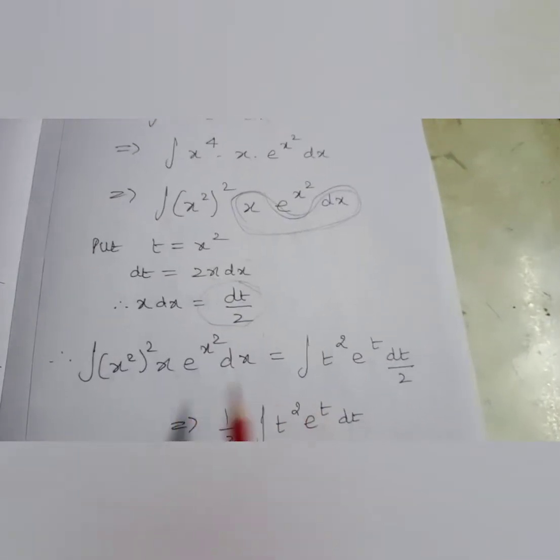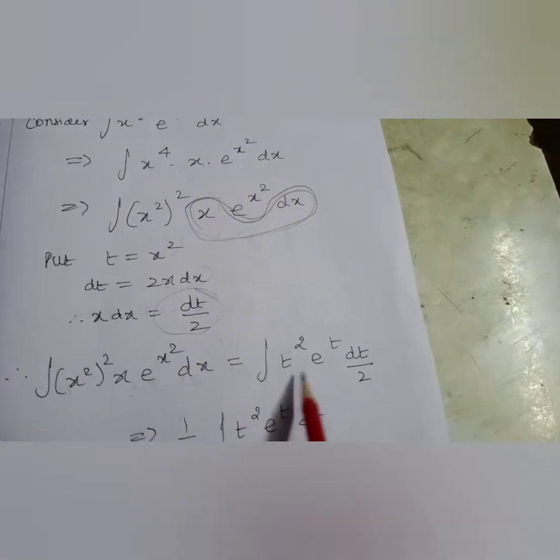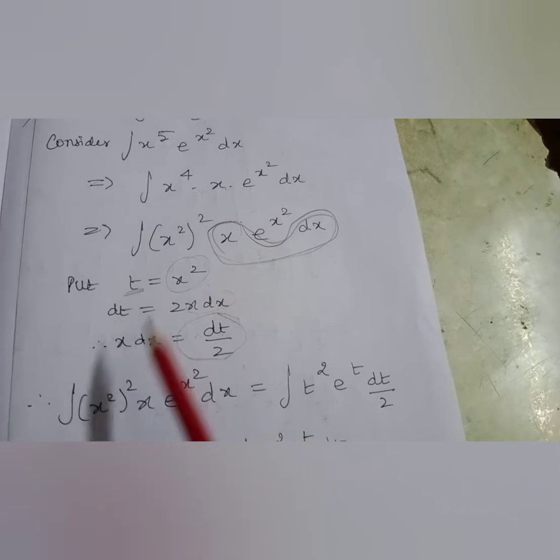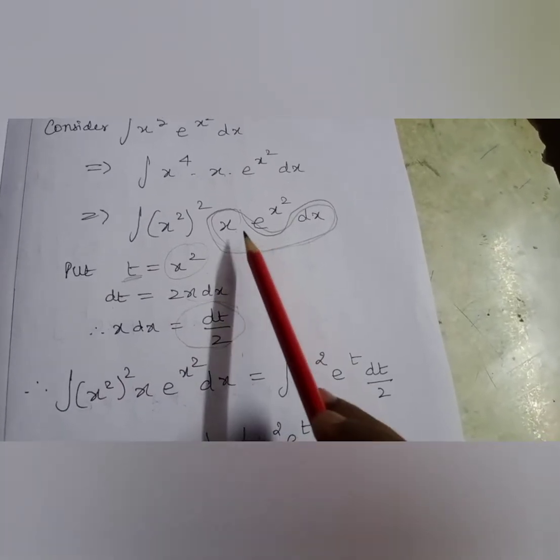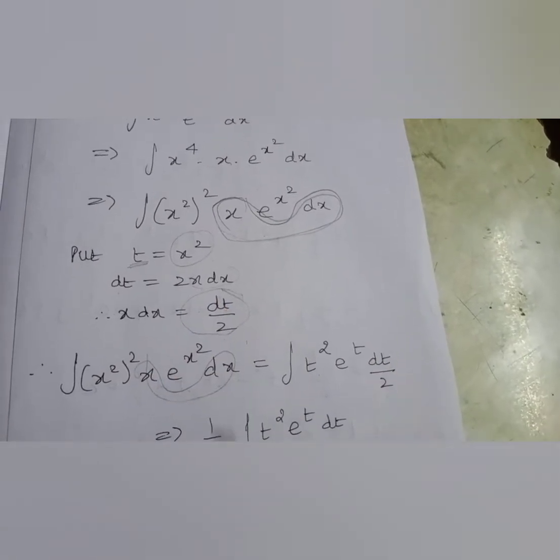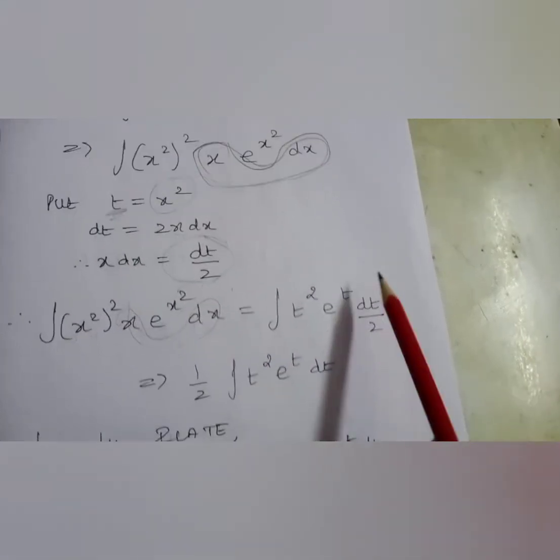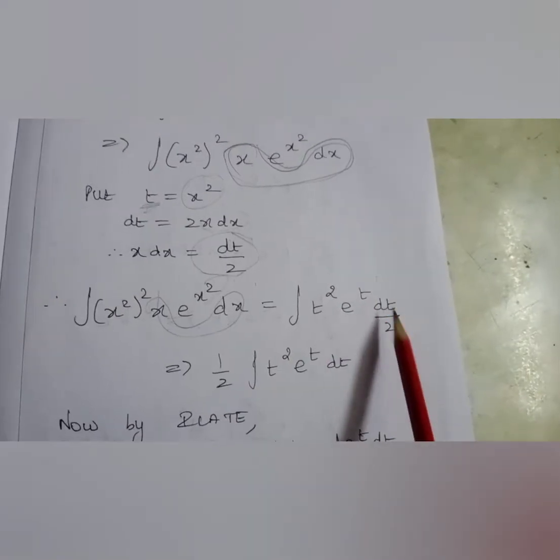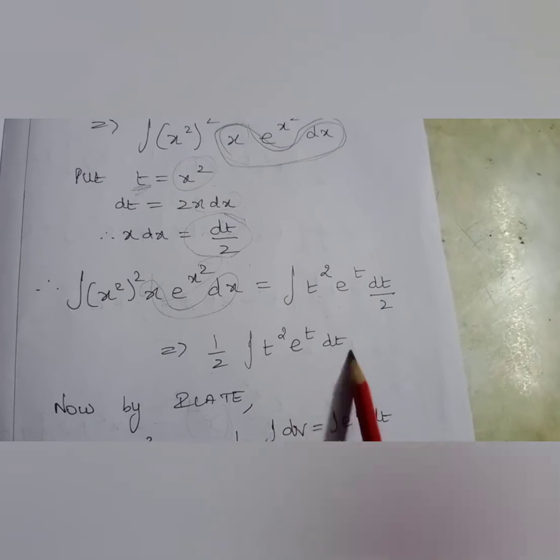So now I'll substitute here: integral x square the whole square into x into e power x square dx is equal to integral. So what is x square? x square is t, so x square the whole square means t square into, now x dx can be written as dt by 2, and e power x square is e power t. See, we have got the simplified form now, that is 1 by 2. You can take this 1 by 2 outside: 1 by 2 integral t square e power t dt.